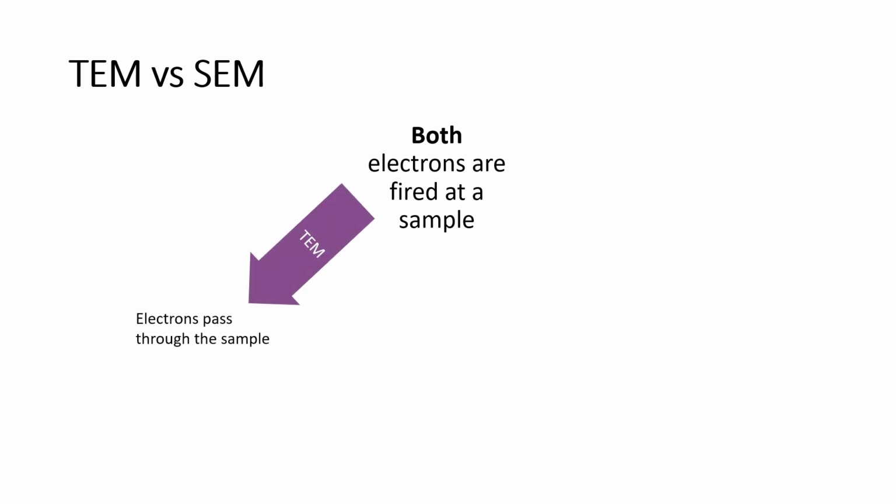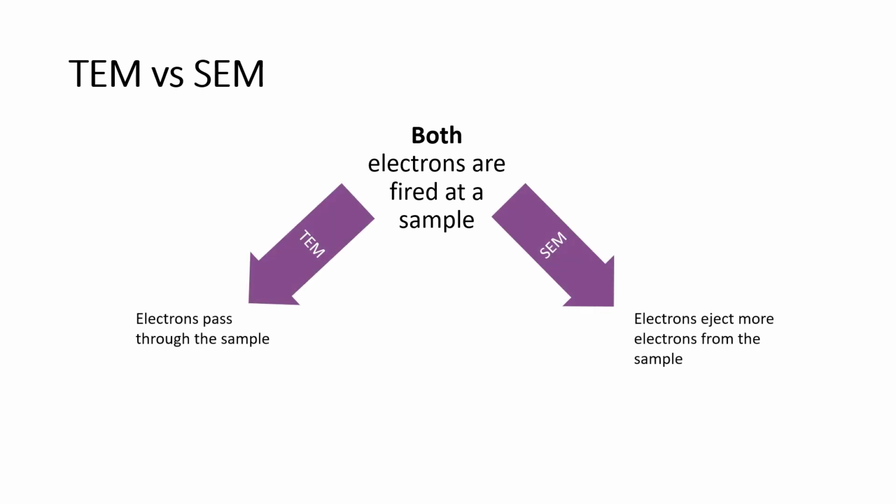Now, let's compare the differences between the TEM and the SEM. Whilst both instruments rely on the electrons being fired from an electron gun to illuminate the sample, in a TEM the electrons pass through the sample, and in an SEM electrons take advantage of a process called electron backscattering in order to form an image.